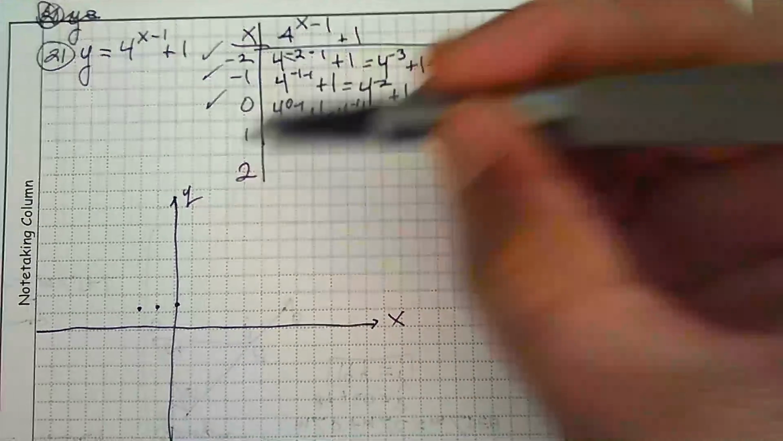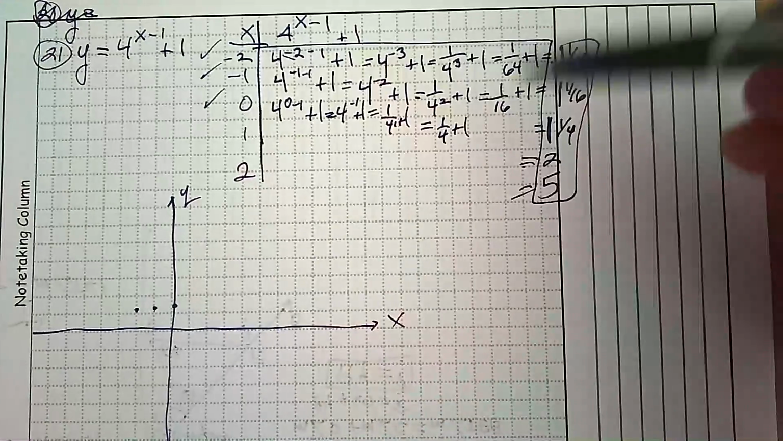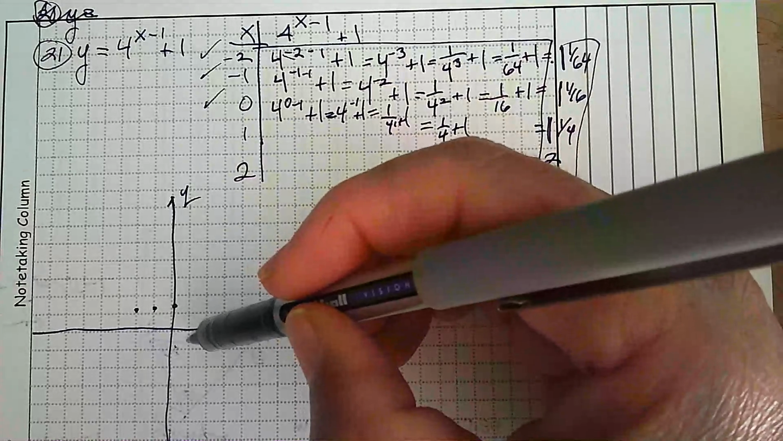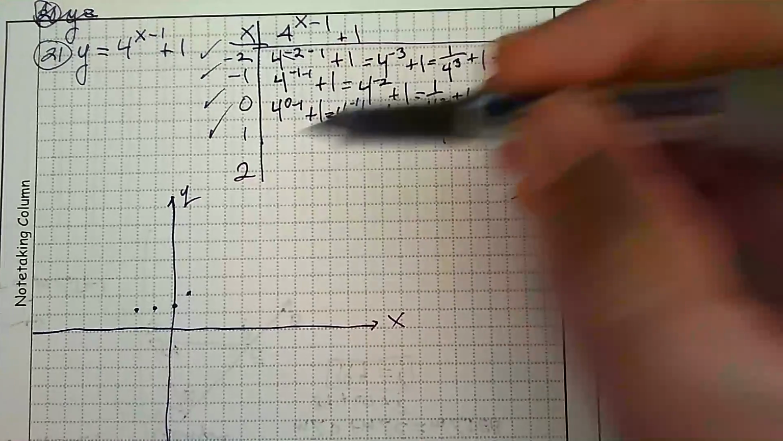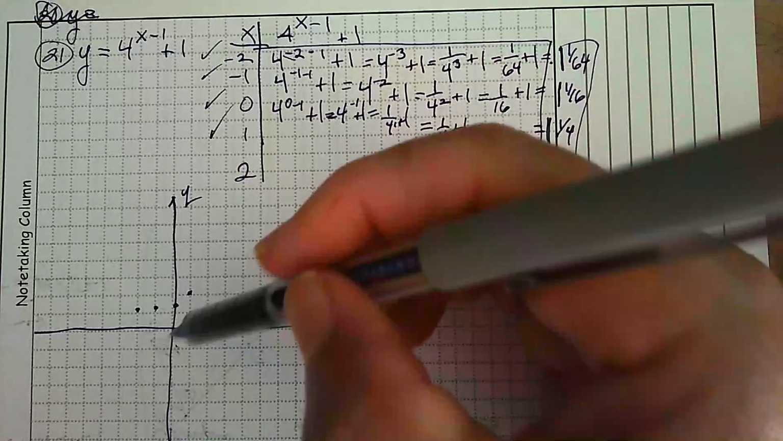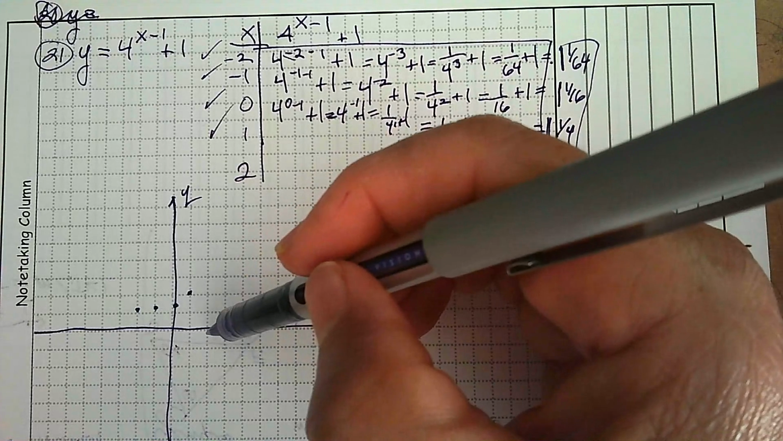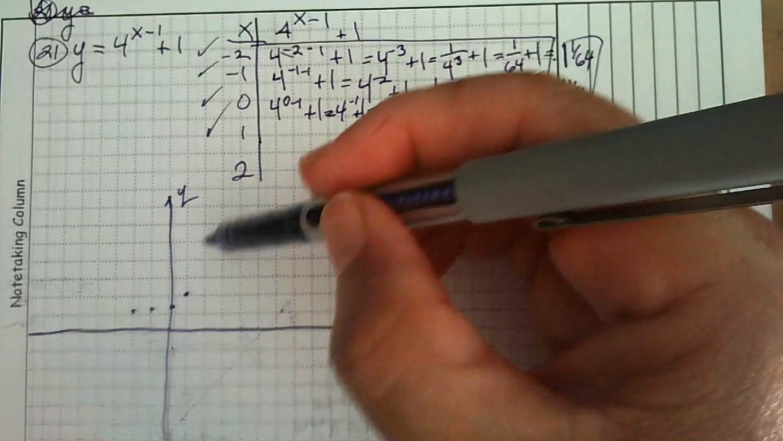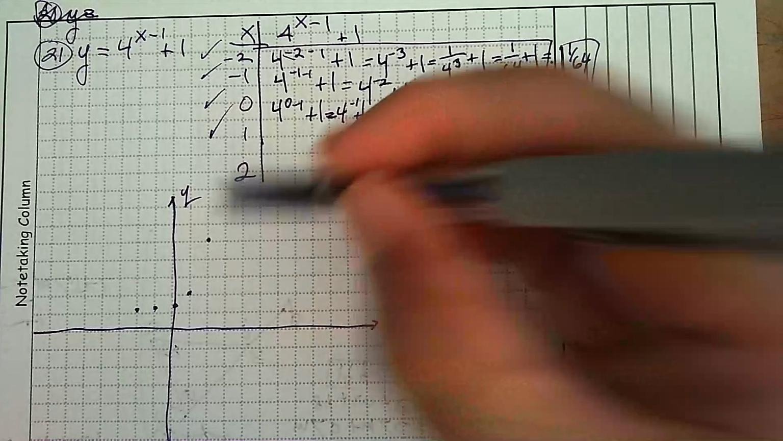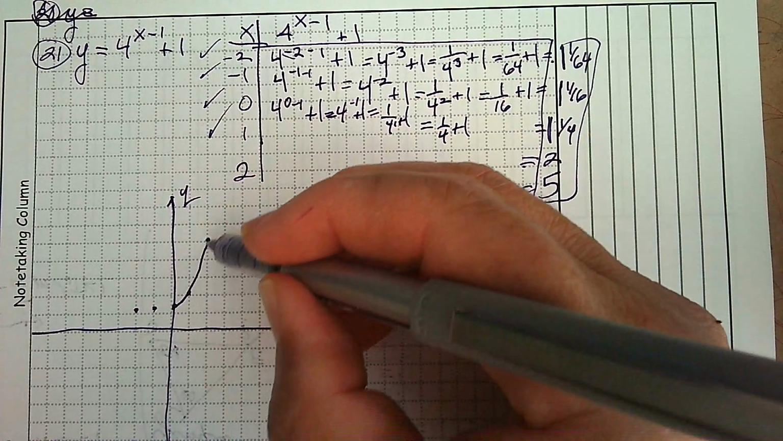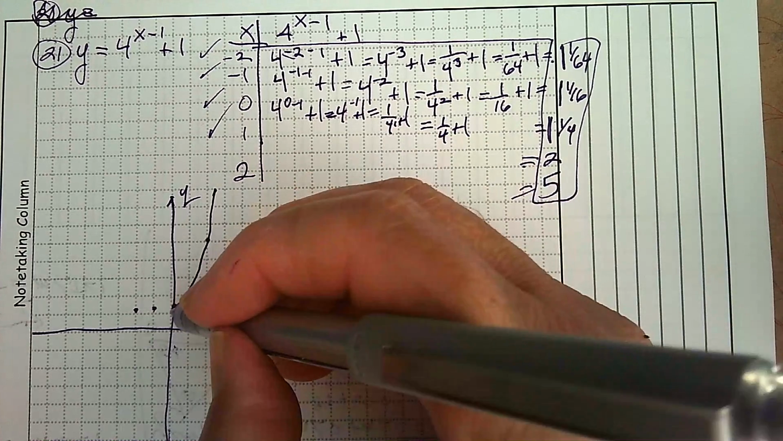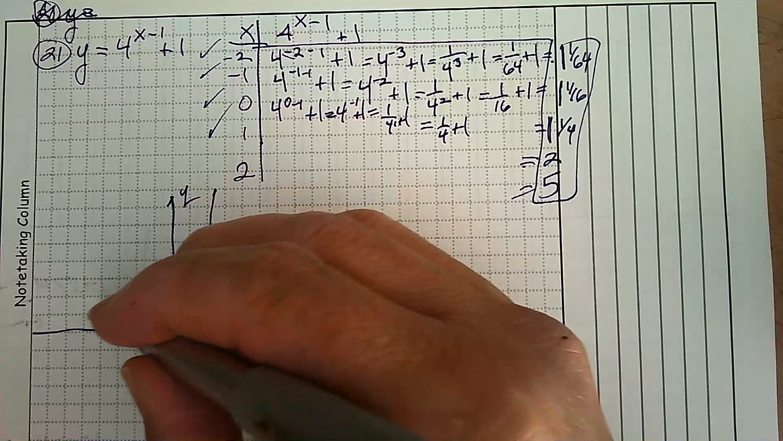Now, next one, x is 1 and y is 2. Next one, x is 2 and y is 5. 1, 2, 3, 4, 5. Now, draw a smooth curve between them, and that will be the answer.